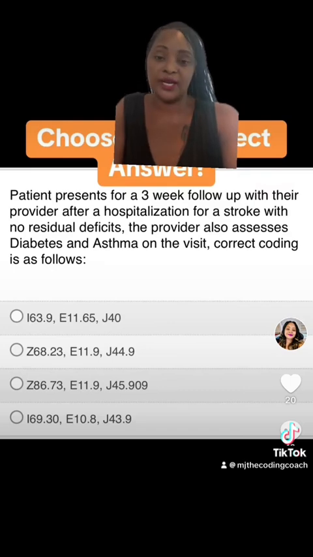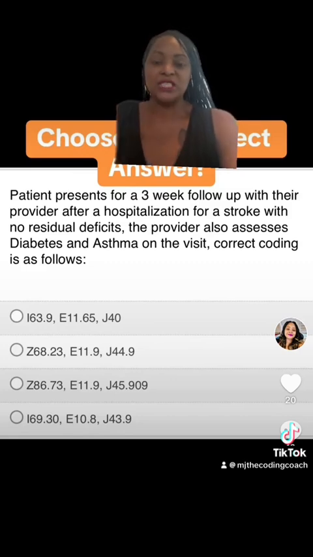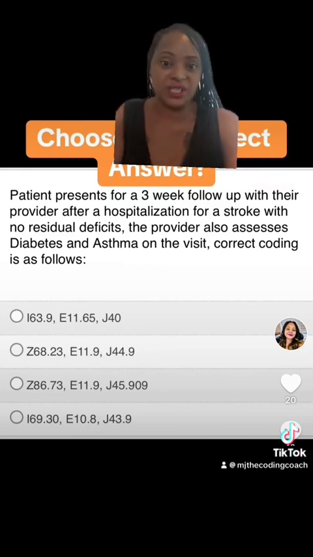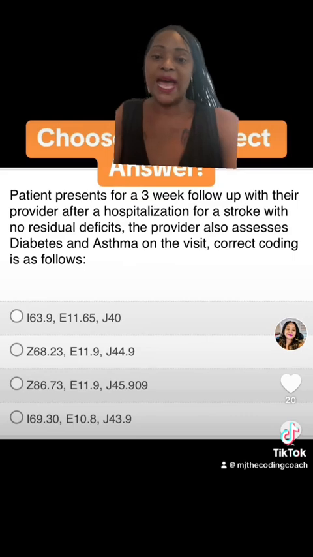Z86.73 is for personal history of TIA or personal history of stroke with no residual deficits. That's what the question says. That's what we're looking for. It also mentions diabetes, and it says nothing about diabetes with complications. So we know that this patient has diabetes with no complications. It doesn't mention any. And for diabetes and asthma, there's not a combination code.